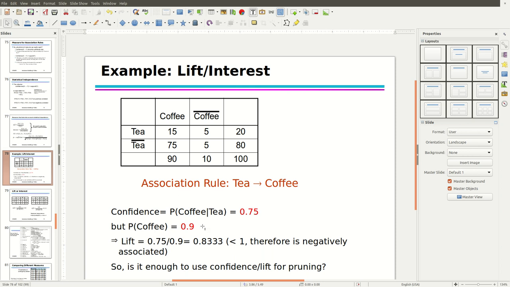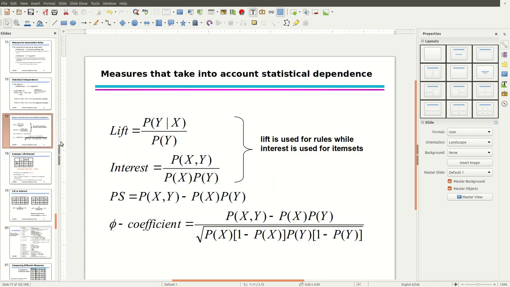Just because coffee already has 0.9 support and you are talking about a 0.7 support, it does not mean anything. It is not even positively correlated. We know that it is actually negatively correlated. If you don't drink tea, you are more likely to drink coffee, which makes sense, right? But if you just use confidence, that can actually mislead. So this is something to take as a lesson.